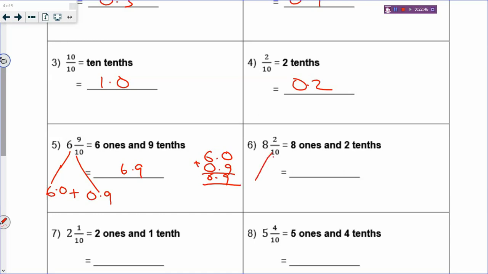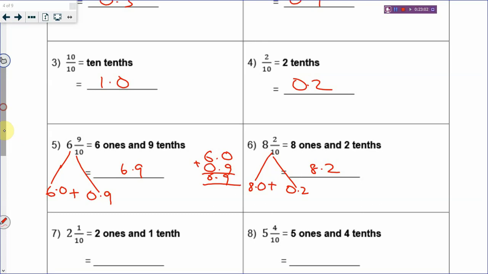Now you break up the whole number and the fraction. So you have 8 wholes, which is 8.0. 2/10, that will be 0.2. Then you plus them together. That's how you get 8.2. Alright, 8 ones and 2 tenths, 8.2.